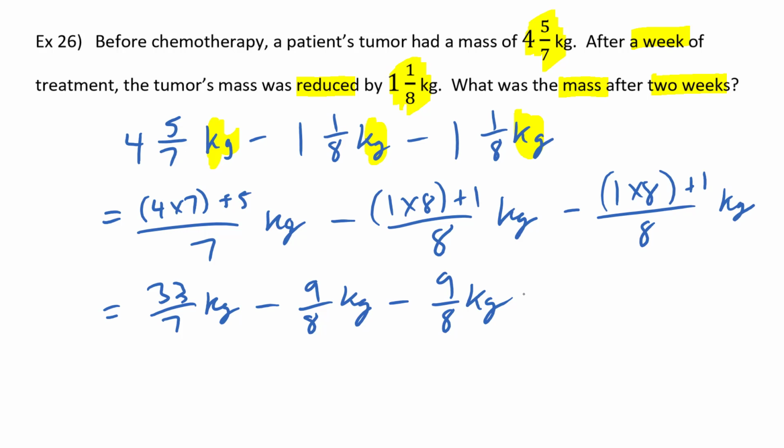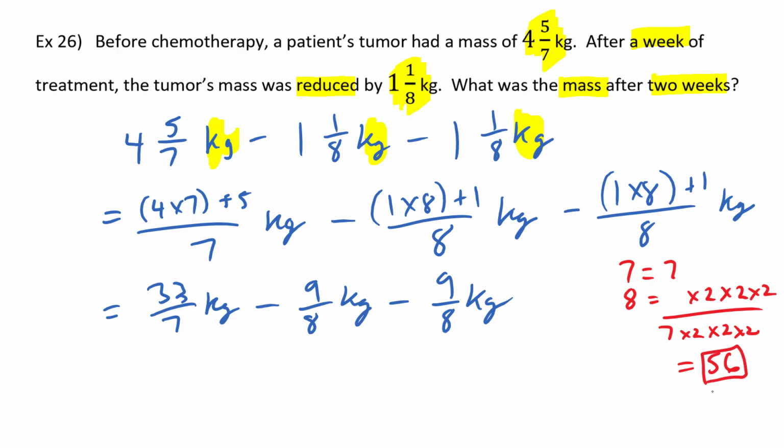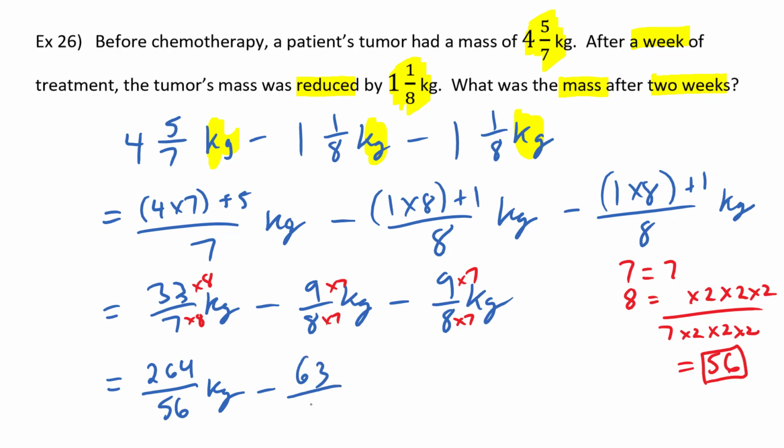Now we have to find the lowest common denominator between 7 and 8. Prime factorization, 7 and 8. 7 is a prime number. 8 is 2 times 2 times 2. 7 times 2 times 2 times 2 gives me 56. Basically 7 times 8. Multiply this by 8. Multiply this by 7. Multiply this by 7. Here we get 264 over 56 kilograms minus 7 times 9, 63 over 56 kilograms minus 63 over 56 kilograms.